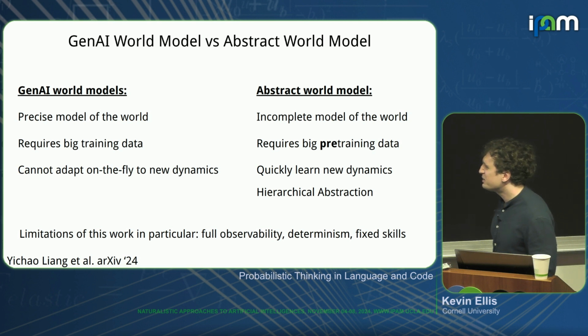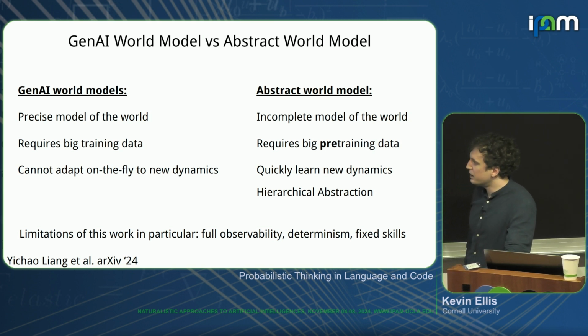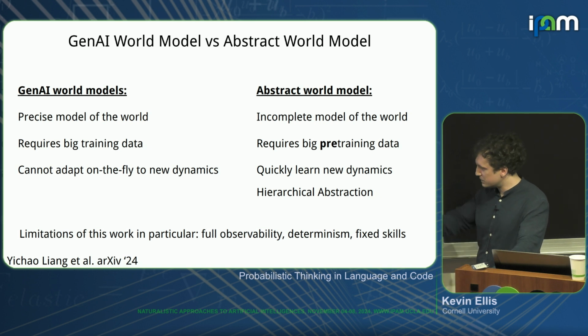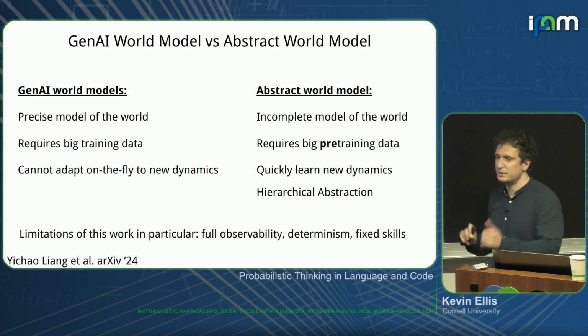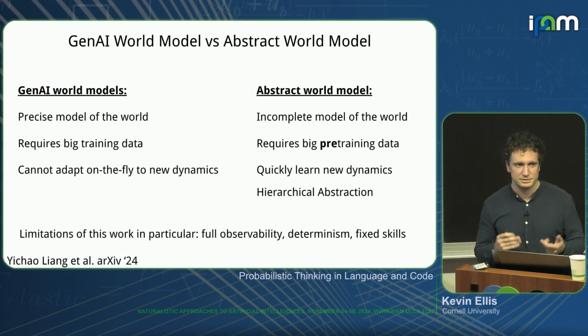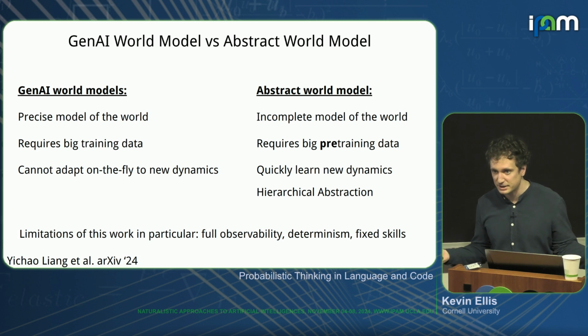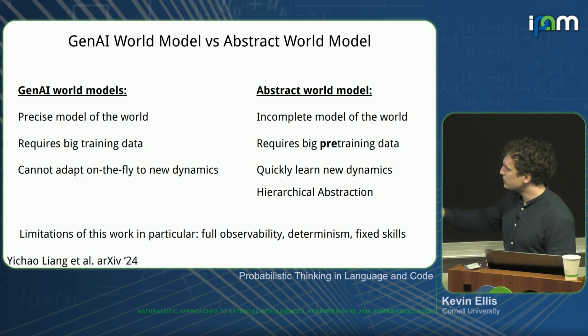We have a variety of other limitations that I think are not intrinsic to the approach, but just were in this particular paper. So here we're assuming that everything is deterministic, fully observable. We have a fixed inventory of skills. We don't learn new skills over time. I think that those restrictions, though, can in principle be relaxed.